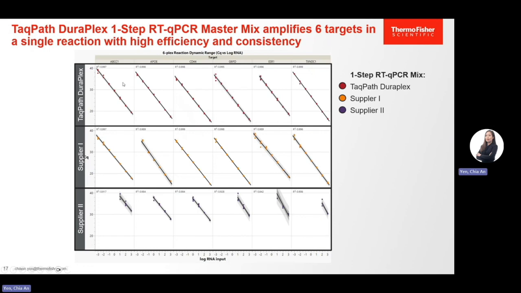And in the case of Duraplex, it's able to amplify all 6 targets with precision and accuracy, as indicated by the narrow gray regions and the data points being very close together. It also has a wide dynamic range for all 6 targets shown here. In other words, using a master mix designed for higher order multiplexing like Duraplex can help ensure reliable results in your multiplex RT-qPCR reactions.